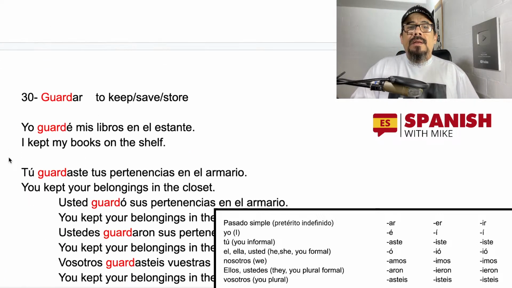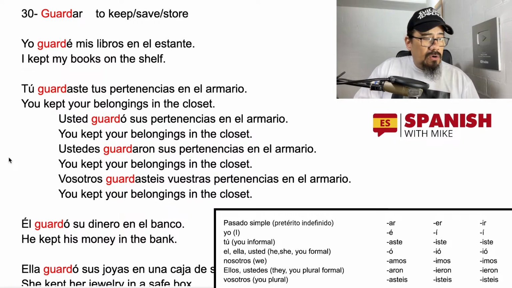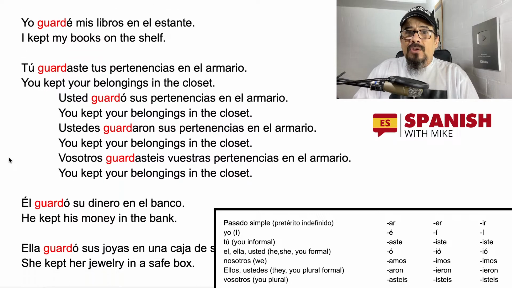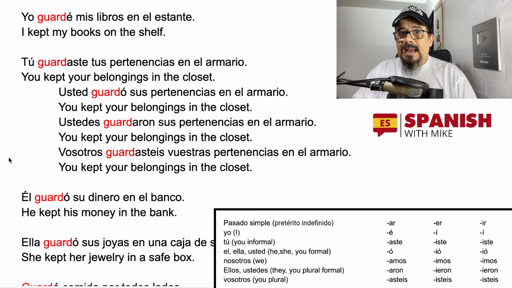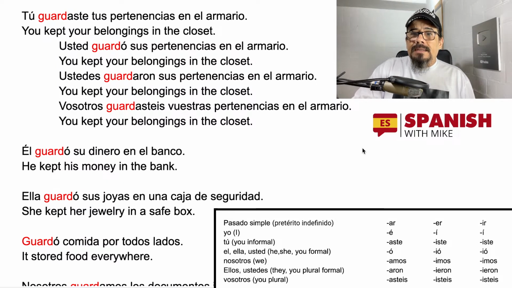They. The 30th verb, guardar, to keep, to save, or to store. And we have, yo guardé mis libros en el estante. I kept my books on the shelf. Tú guardaste tus pertenencias en el armario. You kept your belongings in the closet.